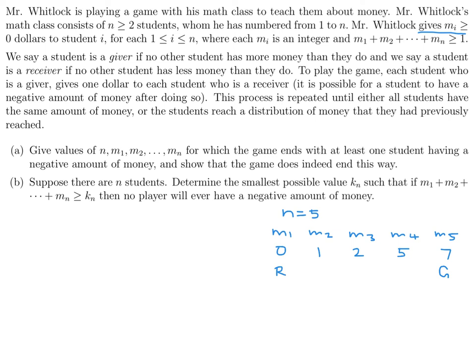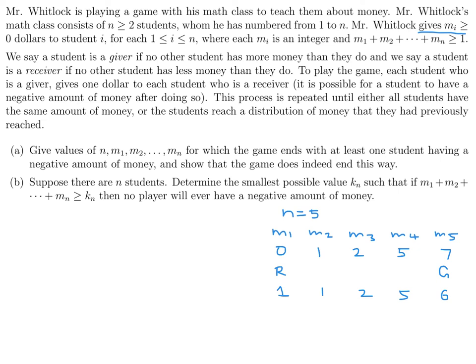Okay, so what happens? To play the game, each student who is a giver gives $1 to each student who is a receiver. So $1 is given by M5 to M0. Then this person will have $1, this person would have $6, and the other ones don't do anything. So that's what happens. And then you just keep going like this.